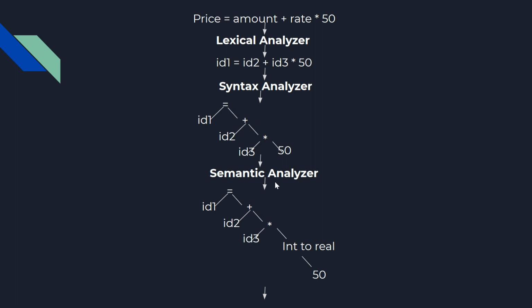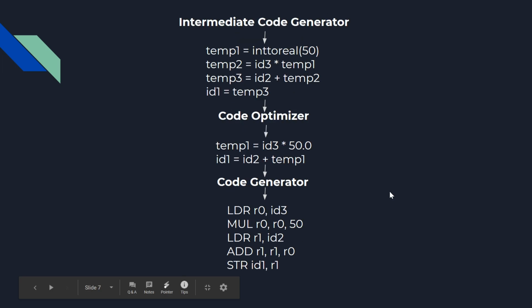The semantic analyzer does the data type conversions and the auto conversions and all. And here, as we have the three identifiers as real data type and the constant as an integer data type, we have to convert that integer constant 50 also into real. That means 50.0. After that, this will be passed into the intermediate code generator. It will then generate an intermediate code.